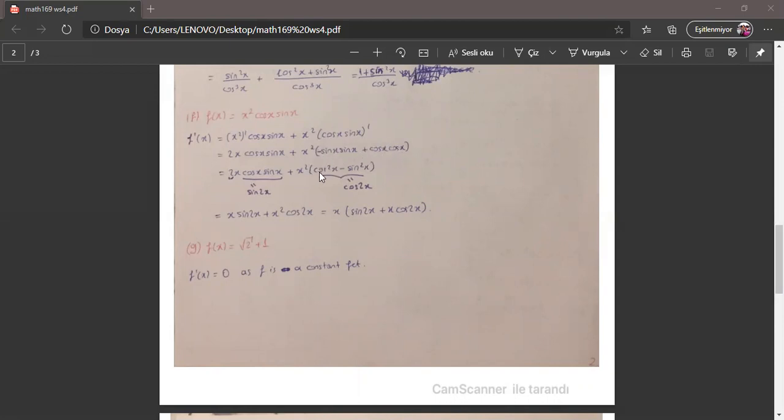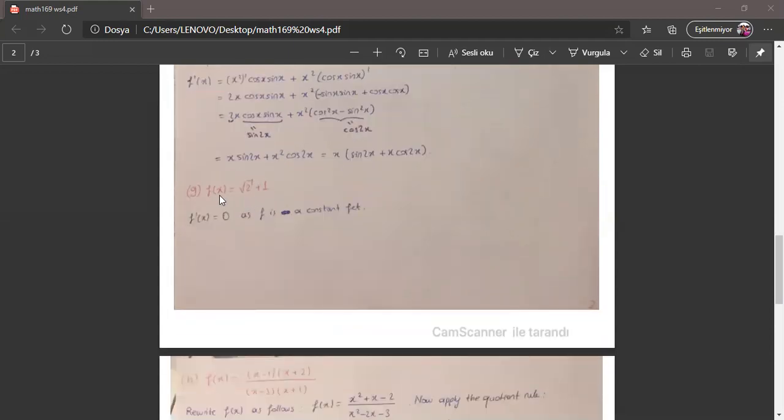Now this parenthesis here is cosine squared minus sine squared. Remember, this is equal to cosine 2x, okay? We did that in the first class, I guess. So check these identities. And here you have 2x cosine x sine x. Remember, sine 2x is equal to 2 cosine x sine x. So finally, you have x sine 2x plus x squared cosine 2x. If you want, you can write it in this parenthesis here.